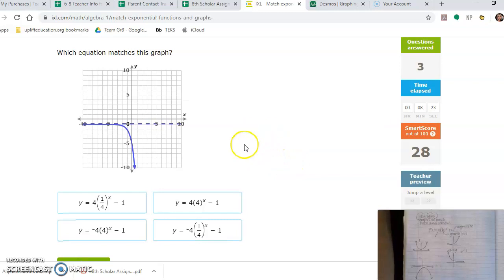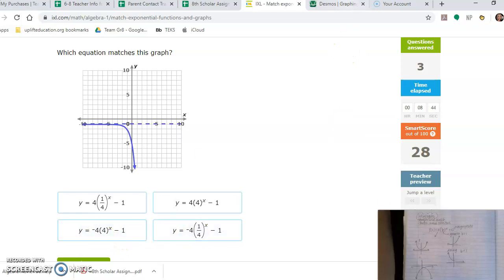Which equation matches this graph? Okay, so my asymptote is at -1. Now my c value is -1 on all of my graphs. My a value should be negative because the graph is below, it's going down. So that means I'm down to either this one or this one. Now it comes down to the b factor, so I'm just going to graph and check.